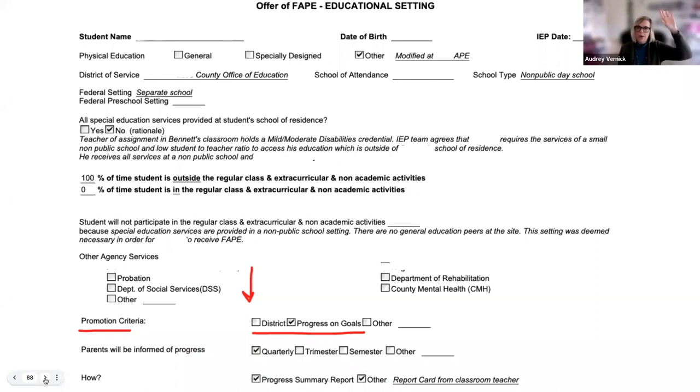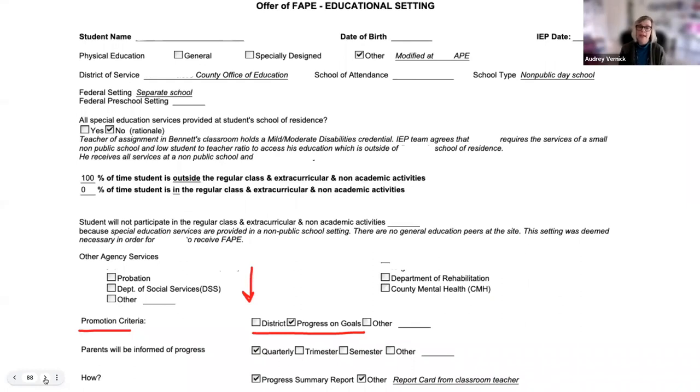We're not talking about graduation or moving from middle school to high school or anything like that. We're talking grade to grade promotion. How does the child get moved from grade to grade? What criteria are we using? Because almost every school district says that if a child fails all their classes, they can't move on to the next grade, right? So I noticed on my son's IEP that they had checked progress on goals and unchecked district progress without me knowing about it or even knowing what it meant.